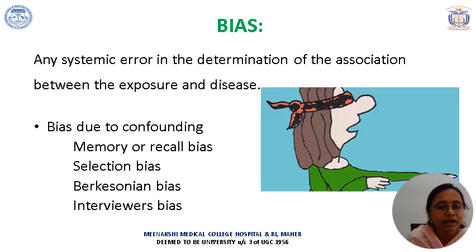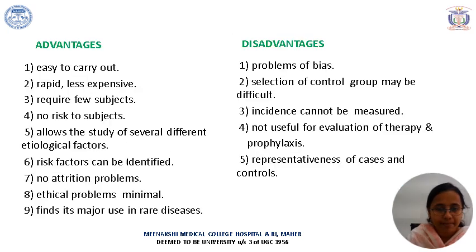So how we can prevent these biases is by using the blinding method. In blinding, we also have single blind, double blind and triple blind.